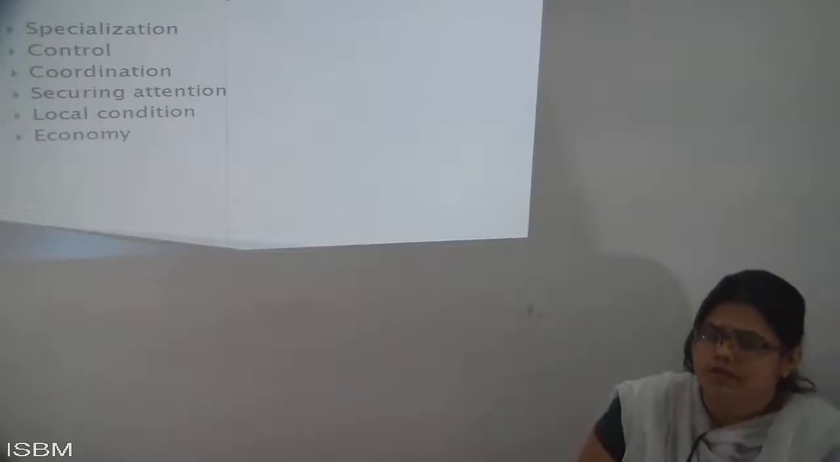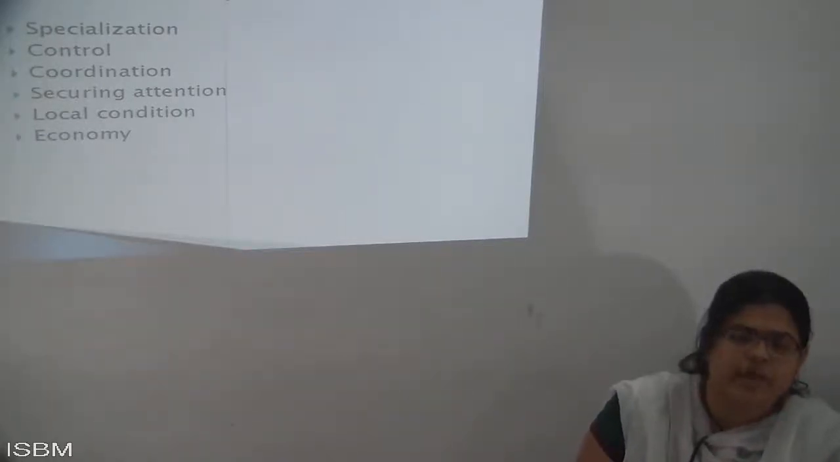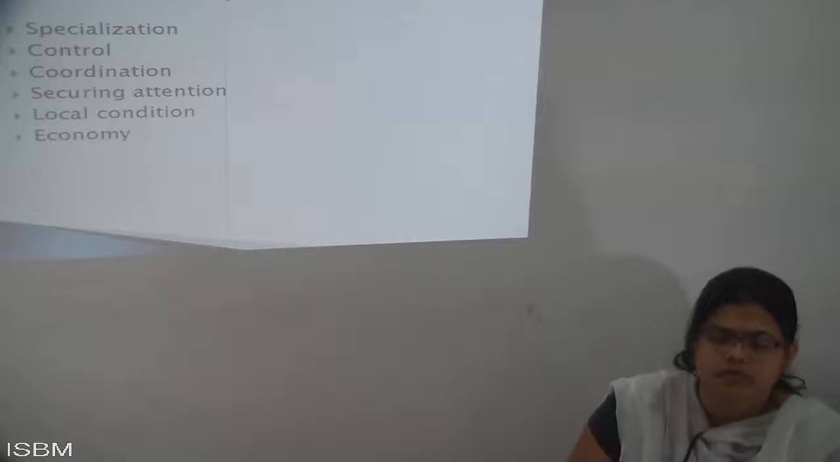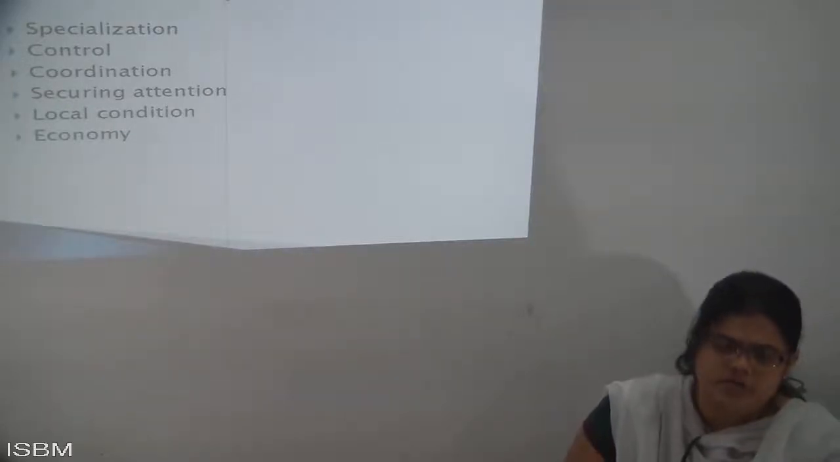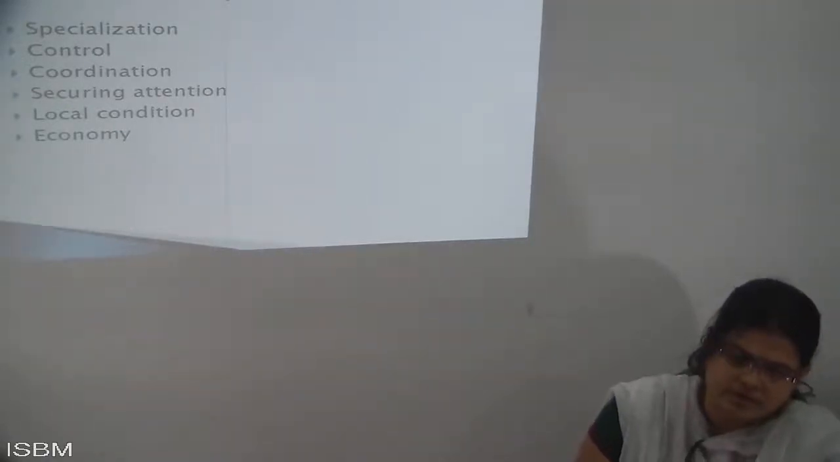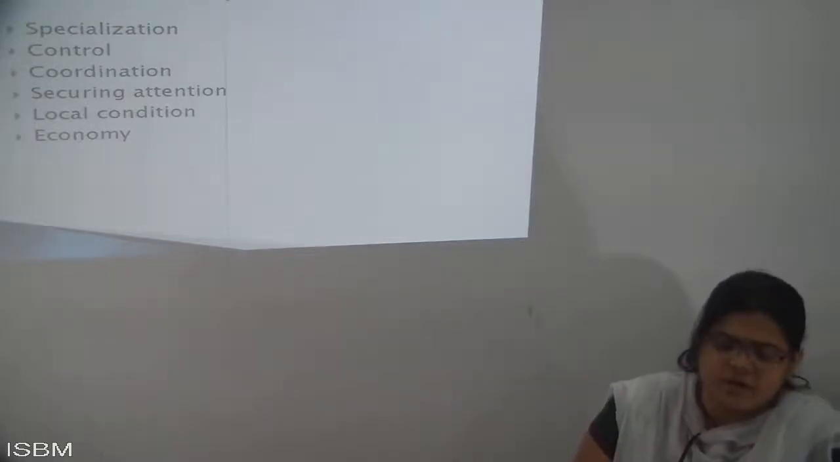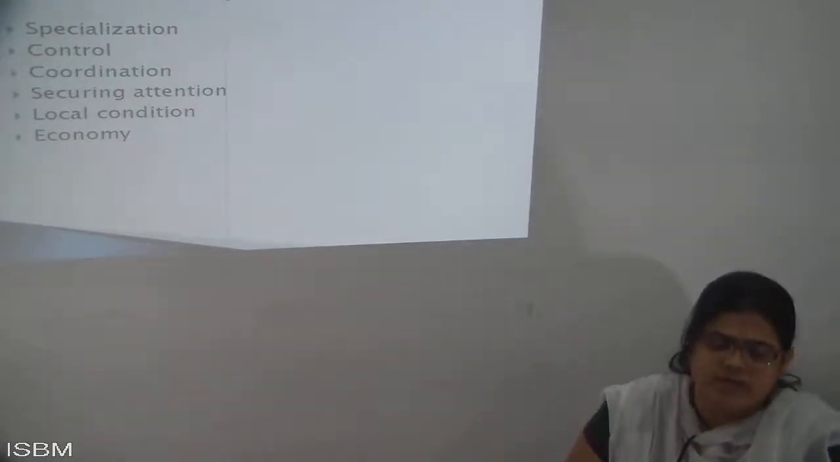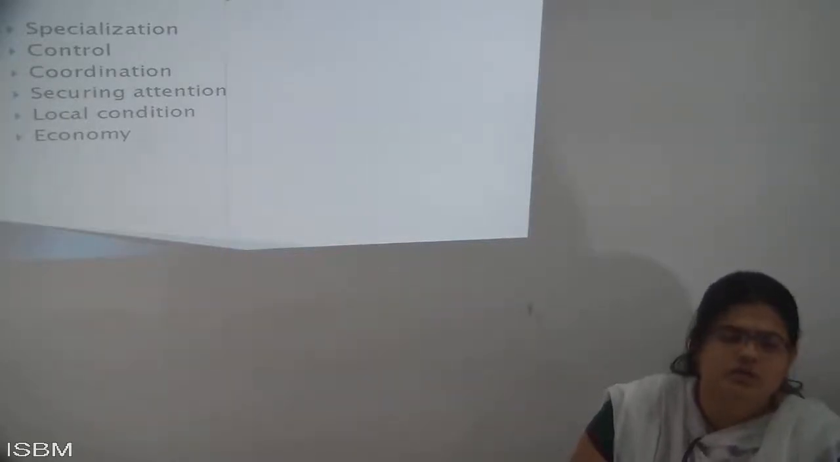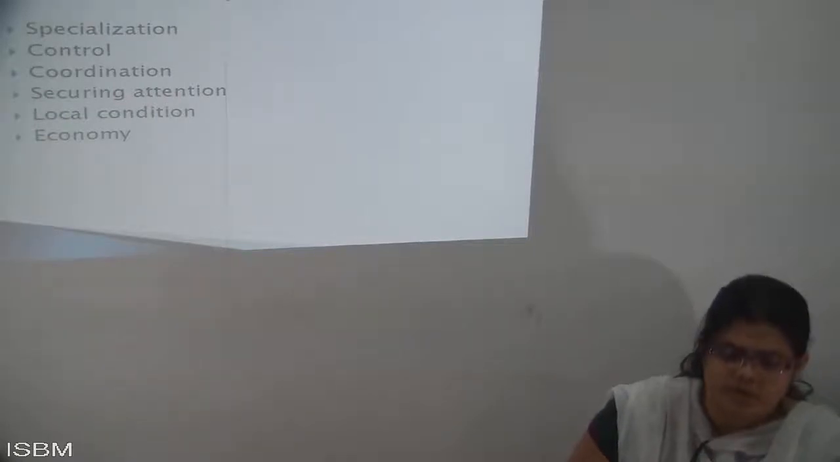First, what is specialization? We learn it with the help of division of labor. That is most important. Without specialization, you cannot complete each and everything. Next, control. That is most important, because being in the organization, things should be controlled. It is not that you complete that thing as much as you want.